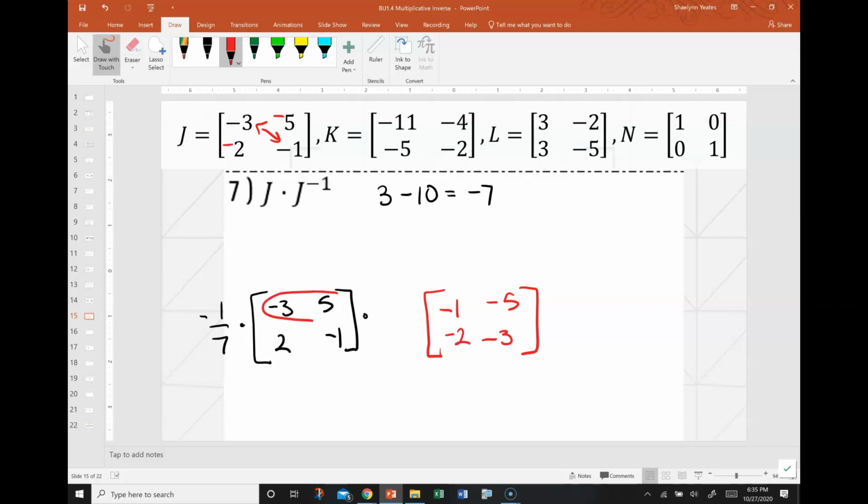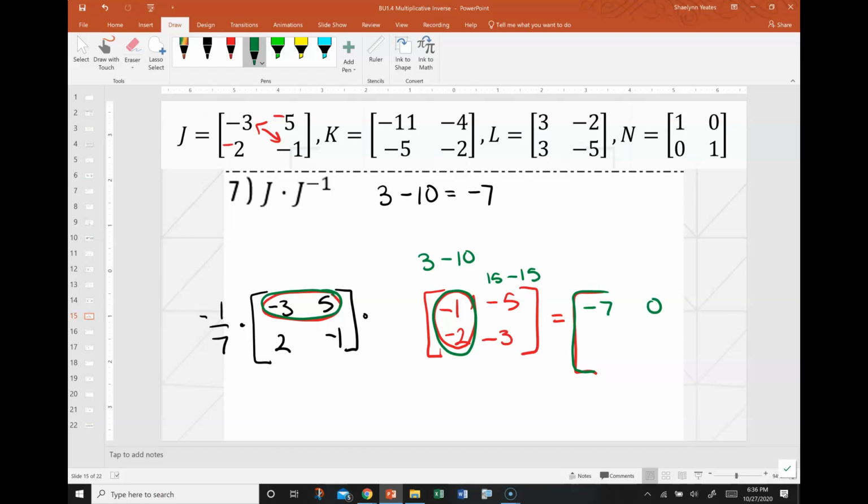Remember, you always do row by column. So first row, first column gets me my first box. I'm actually going to change those to green so that it's a different color. So I've got negative 3 times negative 1, that's 3. And then 5 times negative 2, that's negative 10. So this becomes negative 7. Interesting. All right, and then I'm going to do first row times second column for my next number. So I do negative 3 times negative 5, that's 15. Then 5 times negative 3, that's negative 15. Well, 15 minus 15 is 0.